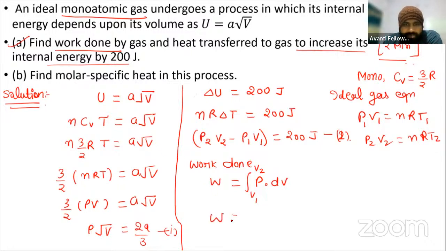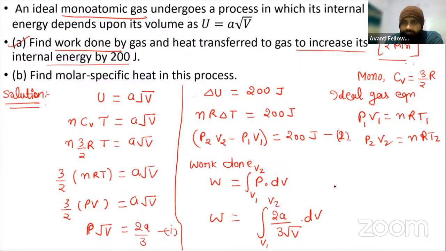Now, what we can do, you can put the value of P from equation number 1 in terms of volume. So it is 2A by 3 root V dV. Is it clear to everyone? P is equal to, we can take this root V to this side, so it will become 2A by 3 root V. Same thing we have written here.